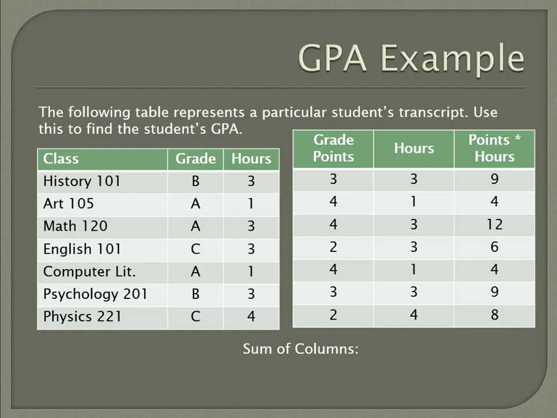Now we start adding up the appropriate columns. The sum of the hours, this is what we're using for weights, is 18. The sum of the points multiplied by the hours is 52. So the GPA here is 52 divided by 18, which is 2.89.